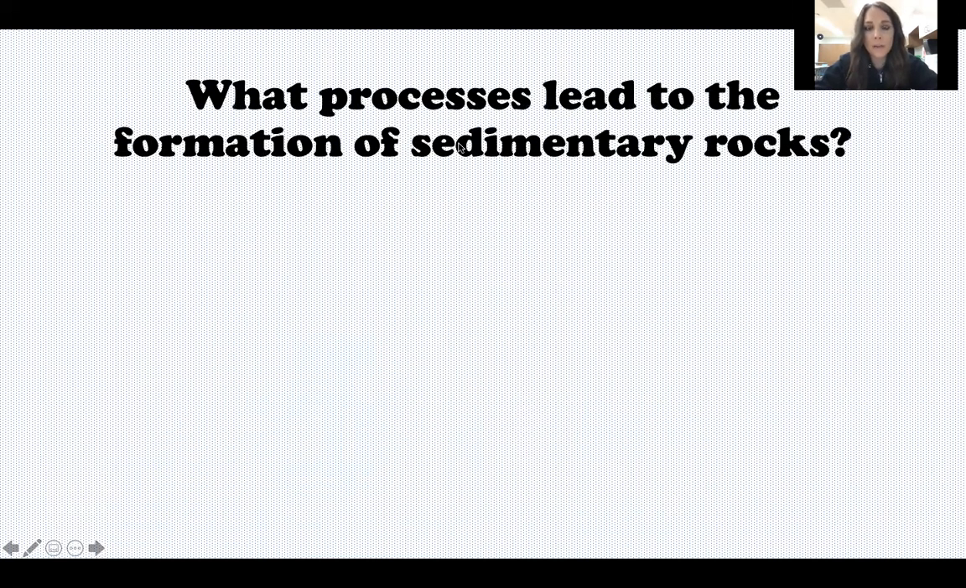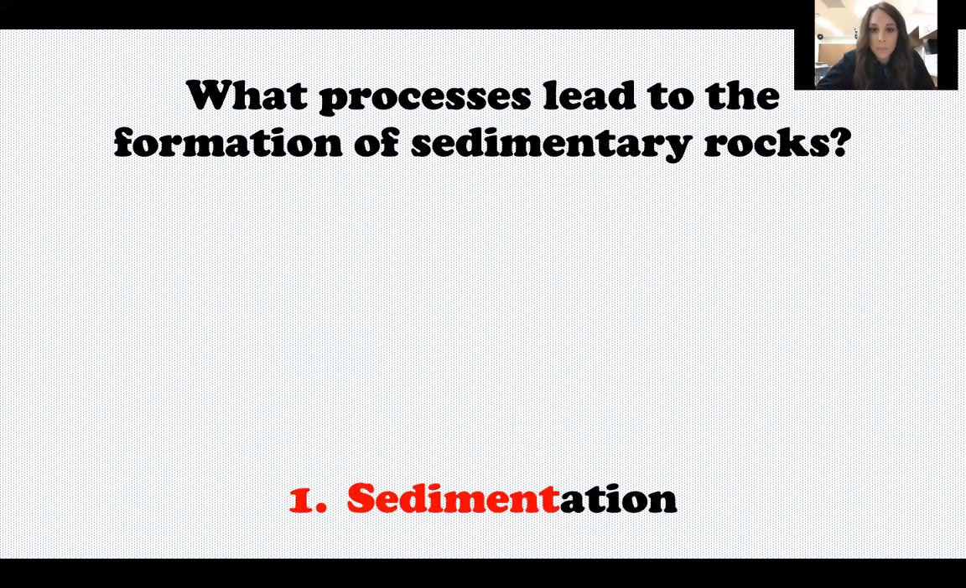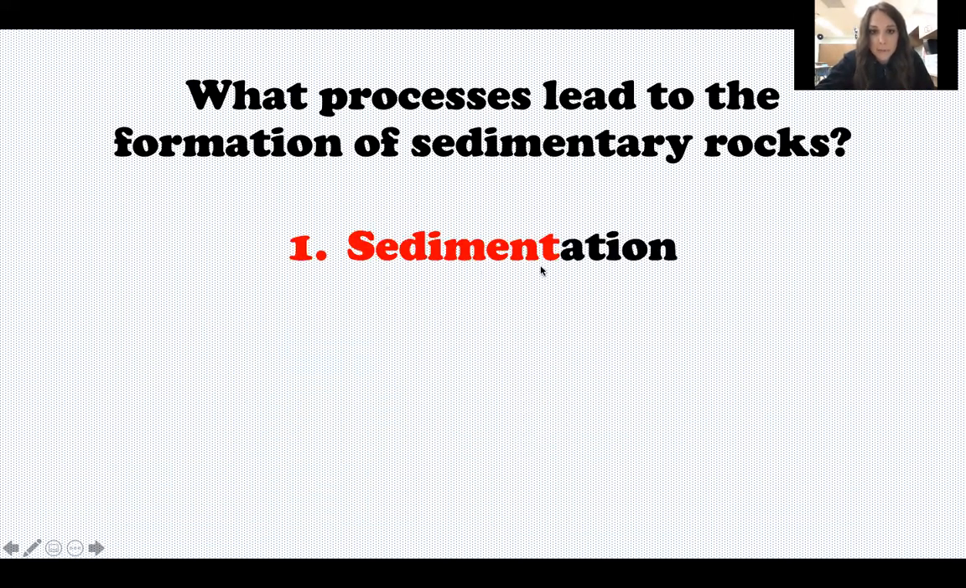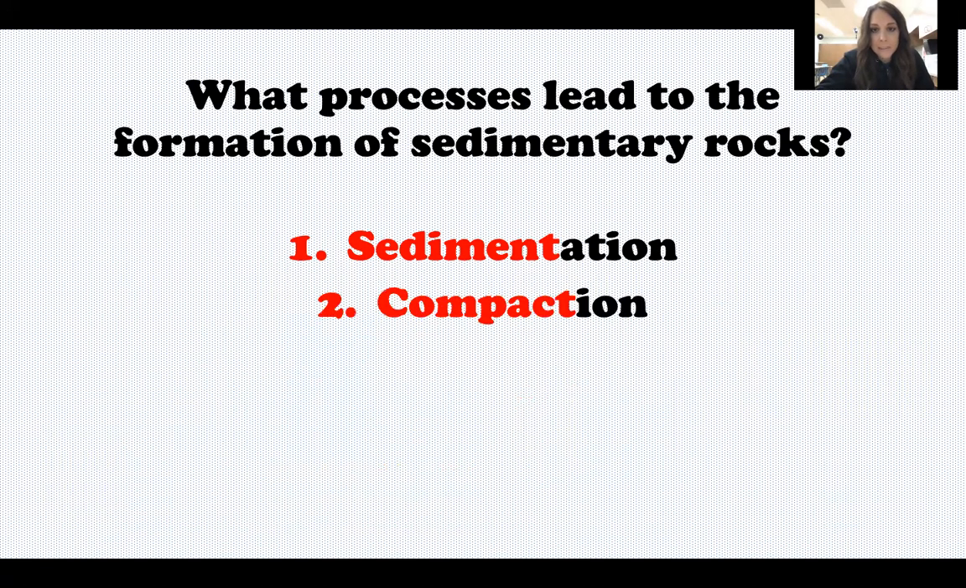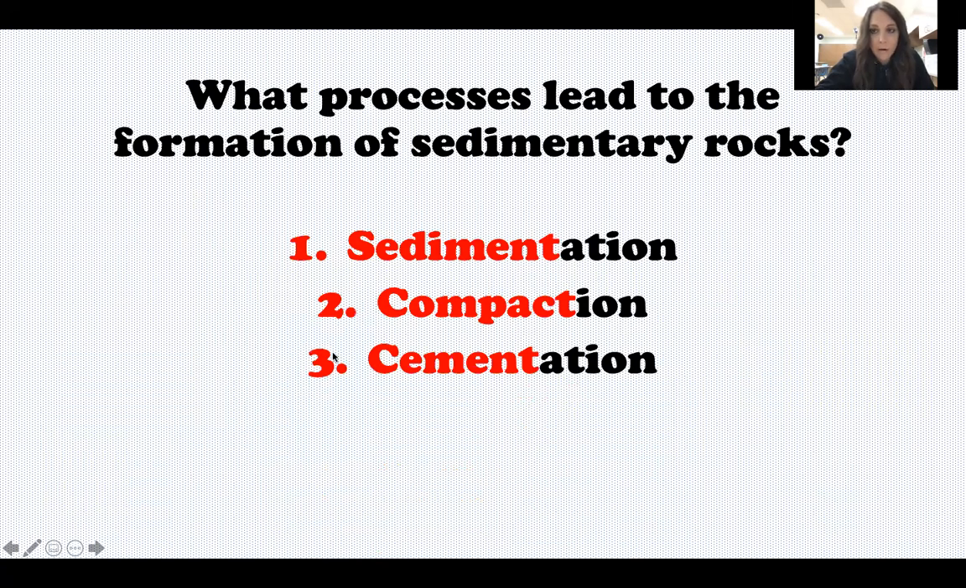So, what processes lead to the formation of sedimentary rocks? The formation of sedimentary rocks is a three-step process. The first one is called sedimentation. And notice how I have the beginning of that word sediment in red to help you remember. That's going to help you remember what's happening during that step. After sedimentation, we have compaction. Again, I have the word compact in red to help you remember. And then the last step of sedimentary rock formation is called cementation. And again, I have the word cement in red.